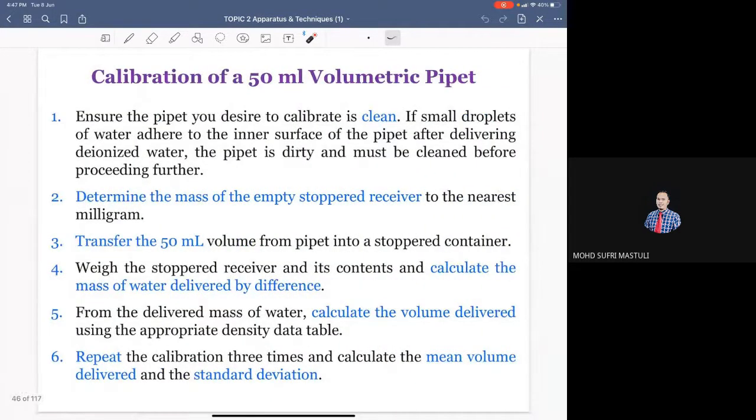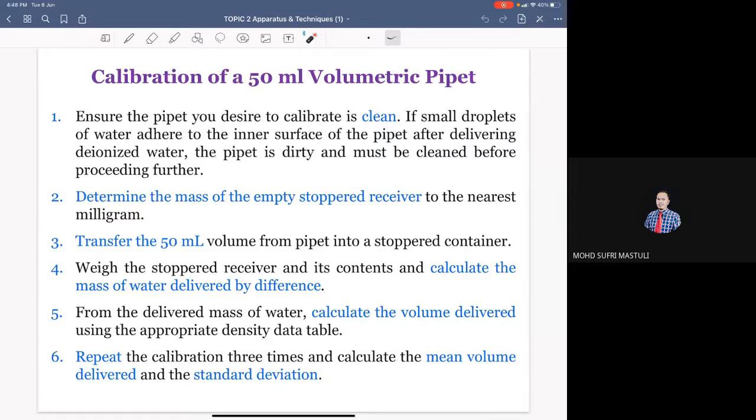This is an example of how to calibrate a 50 milliliter volumetric pipette. Before we do the calibration, we ensure the pipette that we want to calibrate is clean. If a small droplet of water is left on the inner surface of the pipette after delivering the deionized water, it means that the pipette is dirty. So you must clean it before proceeding further.